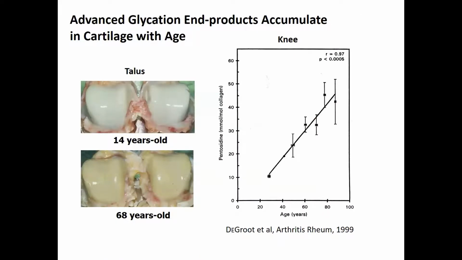And in terms of this browning, this even occurs in joints like the ankle. So this is the talus from the ankle. This is just two ankles from a young 14-year-old and a 68-year-old. So you can see this browning that occurs, and that browning goes up with age, and that seems to make the tissue more brittle and affects the mechanical properties of cartilage. So that's another age change that seems to be important in a way.